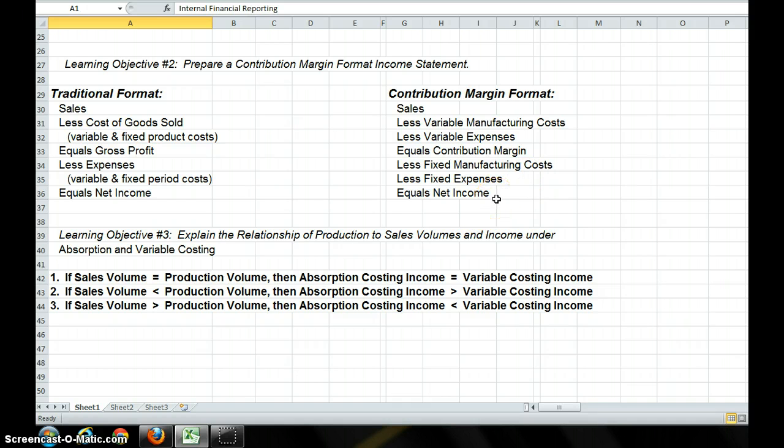The difference between the two, again, is that fixed overhead inside of cost of goods sold is only the fixed overhead attached to units that were sold. The fixed overhead attached to units that aren't sold is an asset account on the balance sheet.